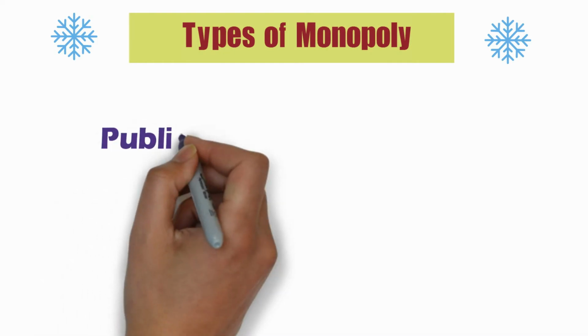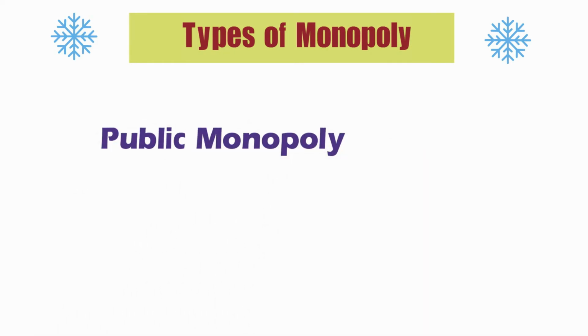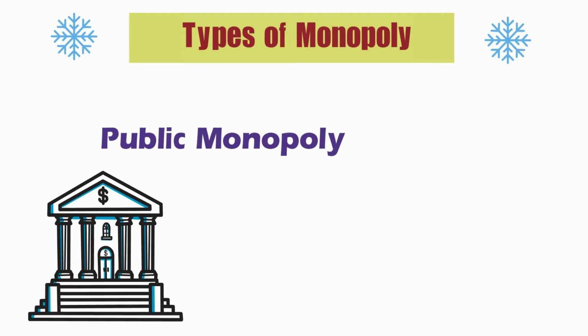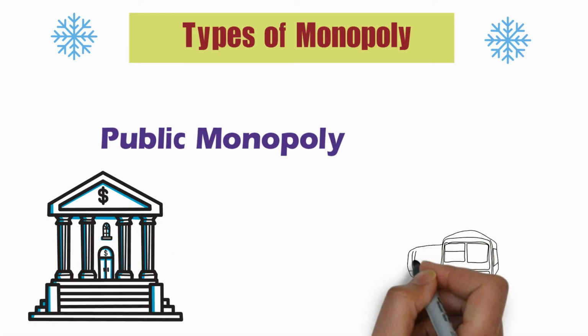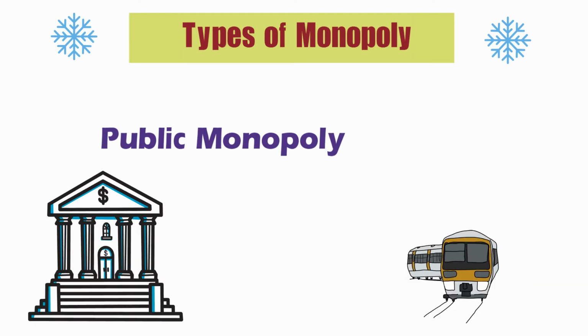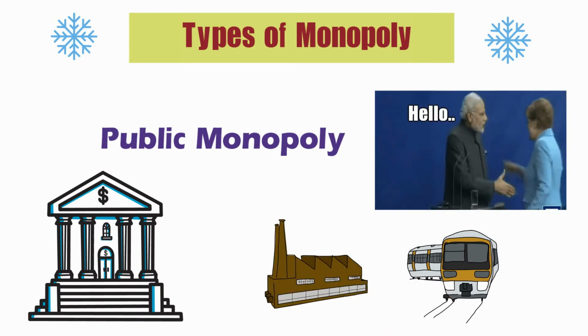Our next type is public monopoly. Sectors like railways and atomic energy are operated only by the government of India. When the government restricts firms to enter into the industry for public welfare, we call it public monopoly.